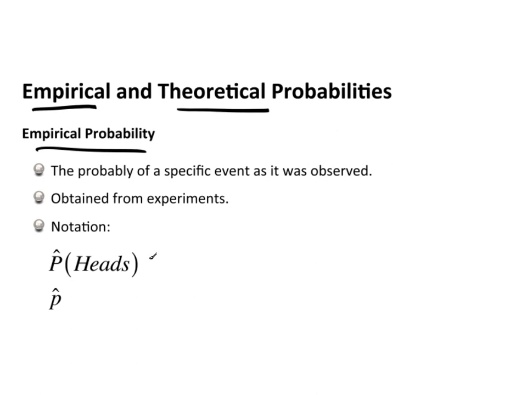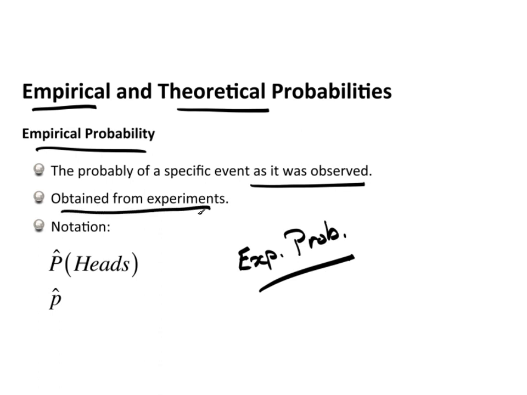Empirical probability is a probability of an event as it was observed. Sometimes this is referred to as experimental probability. Experimental probabilities and empirical probabilities mean exactly the same thing, two terms for the same thing, because it's obtained from running an experiment, such as a simple experiment of tossing a single coin, or two coins, or three coins, or what have you.